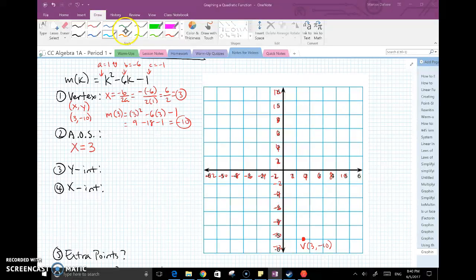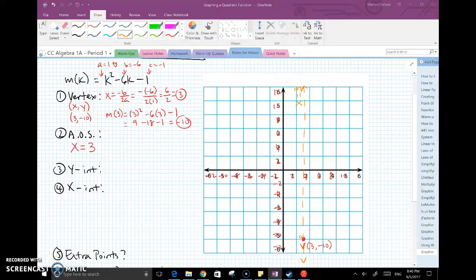So let's see, I'll choose a different color. Right down like that. Okay? And I always like to write the equation of my line, so I know where it's coming from. This is x is equal to 3. As you can see, it passes right through the vertex. And now I move on.